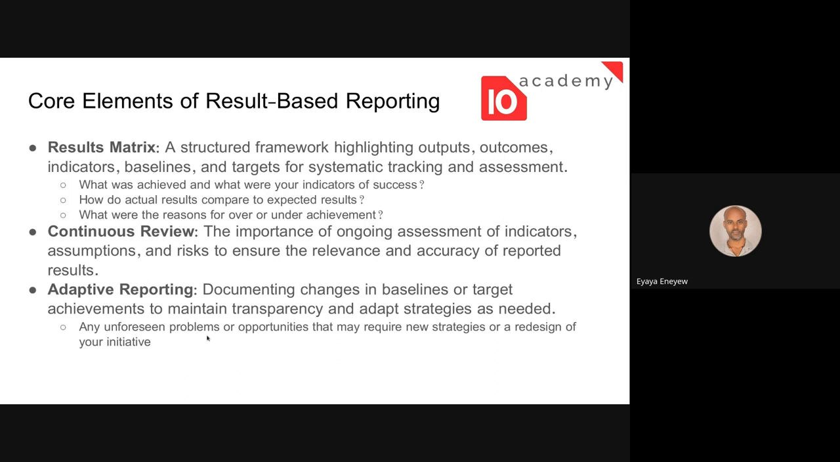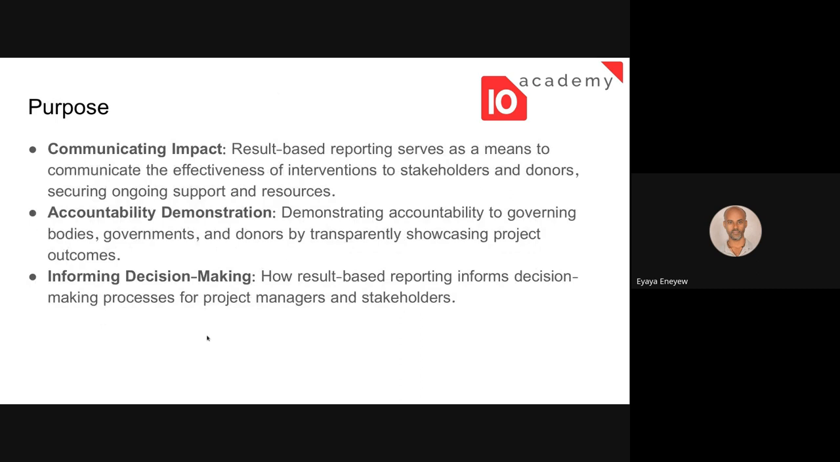So these are the three core elements of RB reporting. What's the purpose of reporting? That's for communicating the impacts of the project, right? RB reporting serves as a means to communicate the effectiveness of the project to stakeholders or donors, who will be securing ongoing support or resources. So we have to communicate our project result on the impacts of that project.